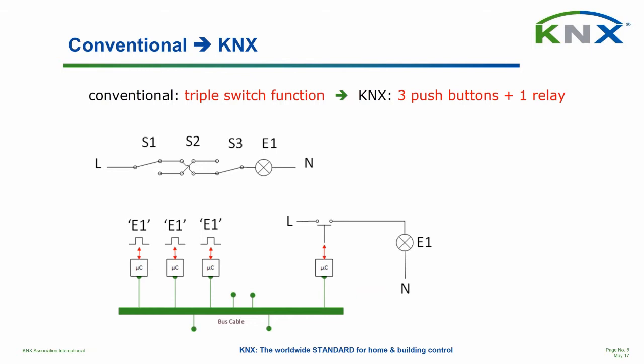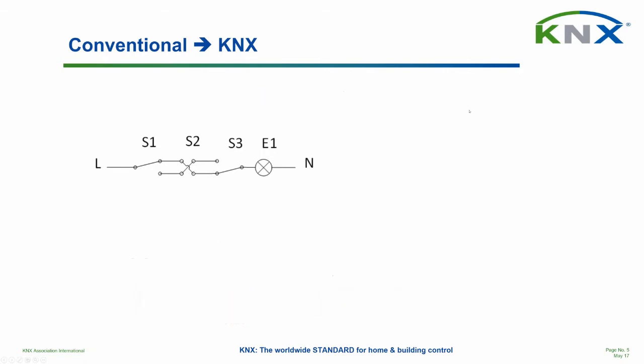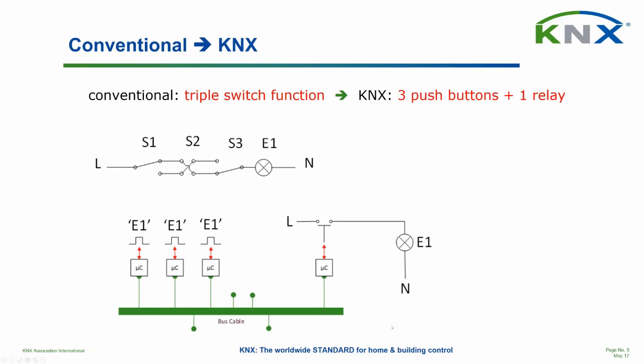So if I go back, this is what we had conventionally, and this is what we have then, here in the bottom, converted to KNX already. It's a bus cable, to which different microcontrollers are connected, each having their own specific role. What I actually did is I just replaced every conventional switch with a microcontroller.